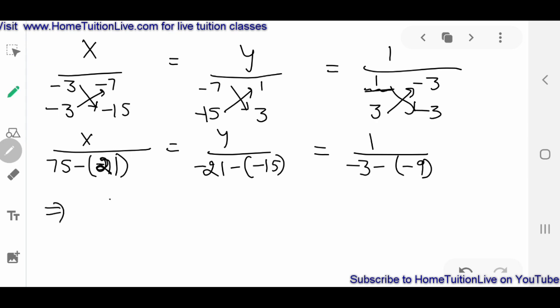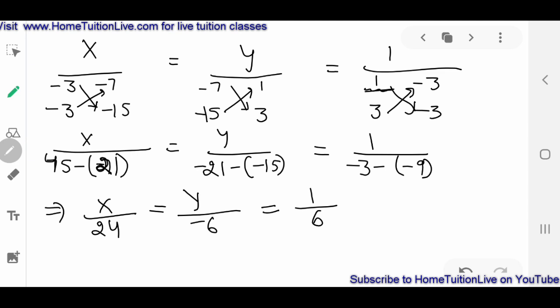So here we can write it as x divided by 45 minus 21, this is 45. 45 minus 21 is 24. Minus 21 plus 15 is minus 6. 1 upon minus 3 plus 9 is 6.